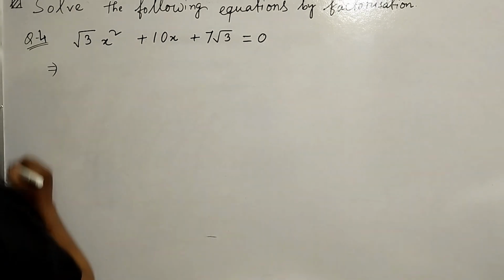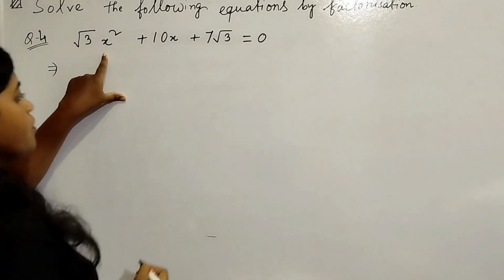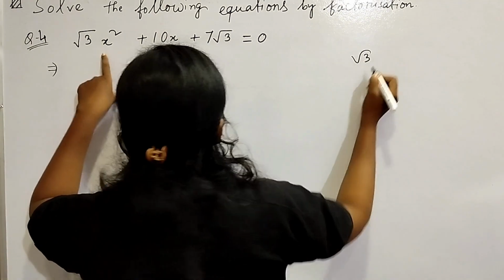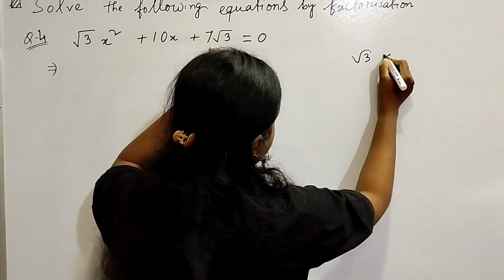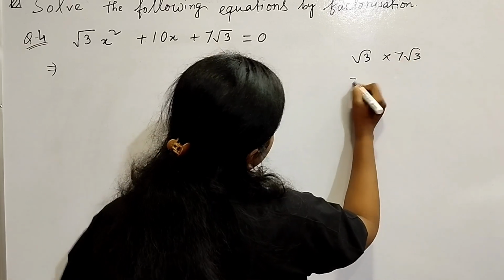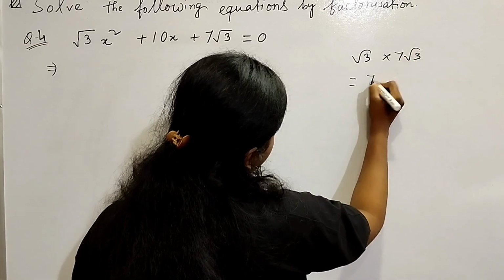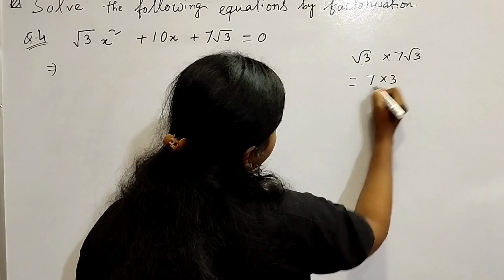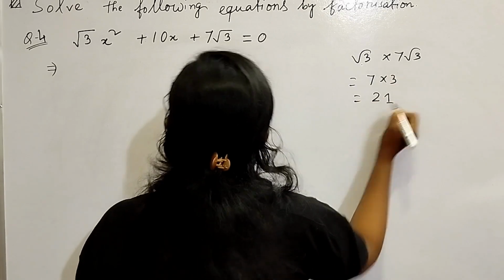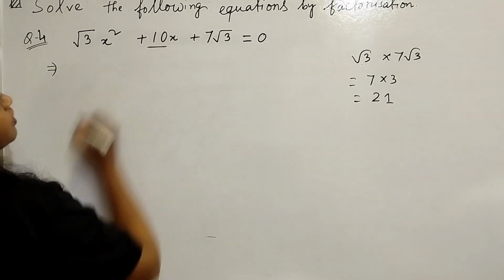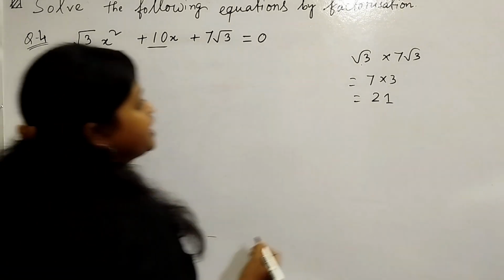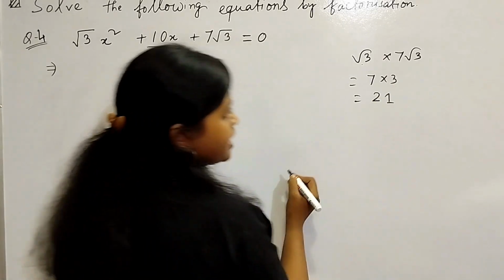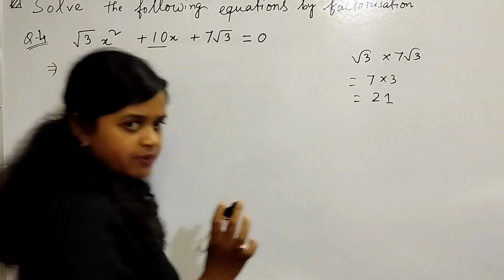So here the coefficient of x square is root 3 and the constant term is 7 root 3. So this product will be what? 7 root 3 and root 3 becomes 3. So this is 21. And we have to adjust what? 10. So 21 we can write 7 into 3, and 7 plus 3 equals to 10.